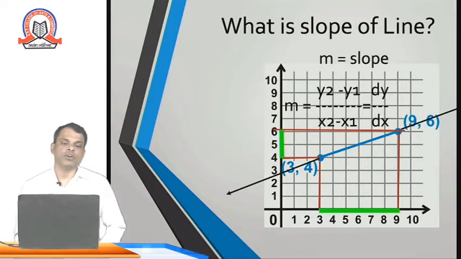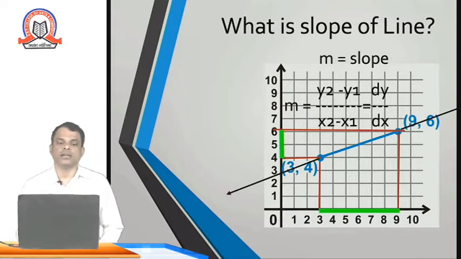Now we will see what is the slope of the line. We have seen the equation y is equal to mx plus c, in which m is the slope. So how are we going to find that m? Initially we start with the line segment, which has a start point and an end point. We should always have the coordinates of that start and end. Here the start point is 3, 4 and the end point is 9, 6. Using these coordinates, we can find out the slope.